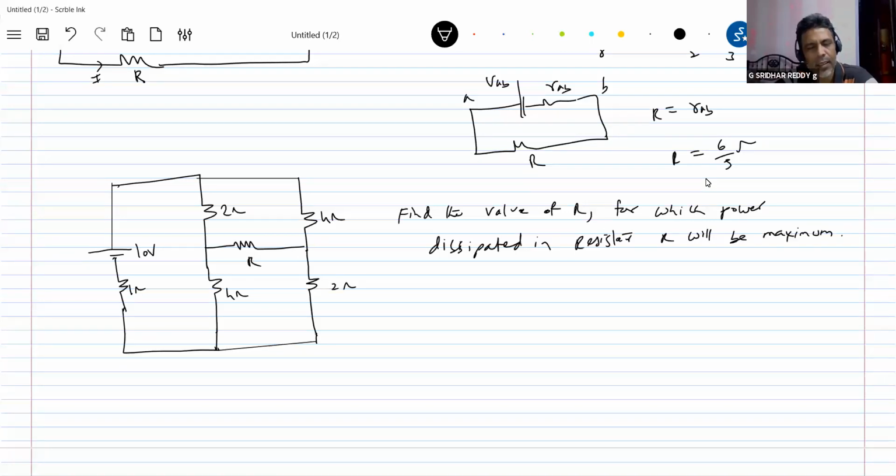Here, then calculate the power, then differentiate dP by dr. So it will be more troublesome. It's not that easy. Of course, we can do it, but time will not permit in exam. So what are alternative methods?